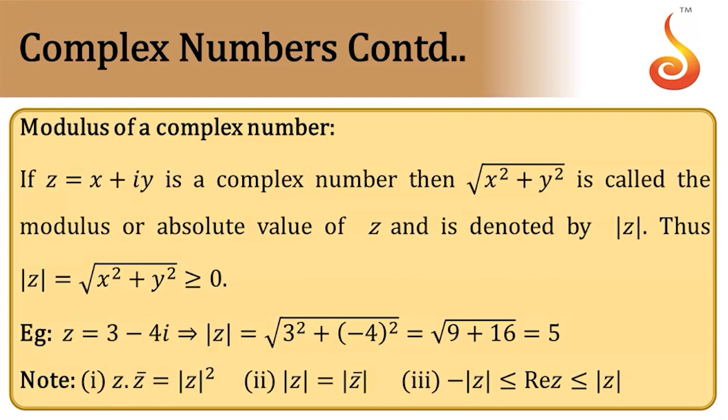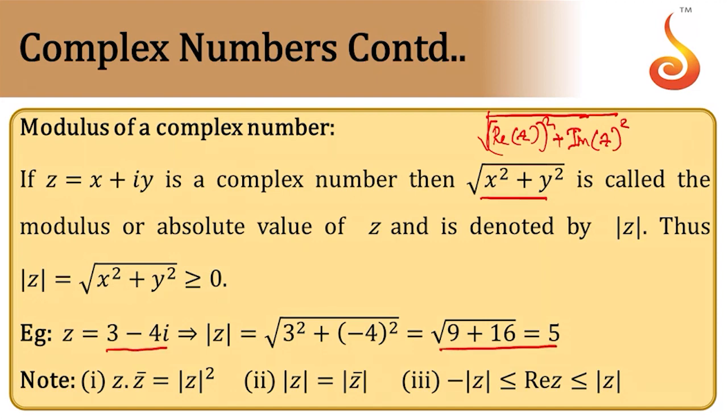Modulus of a complex number, under root of x square plus y square. You can also write this as real part of z whole square plus imaginary part of z whole square is called the modulus of a complex number. z is equal to 3 minus 4i, mod z is equal to under root of 9 plus 16. Mod z is equal to mod z bar, both are same.